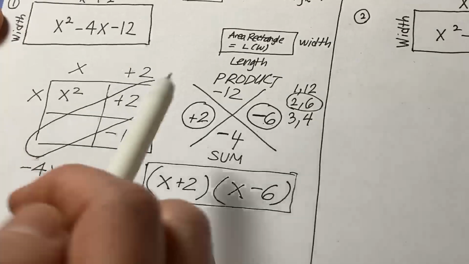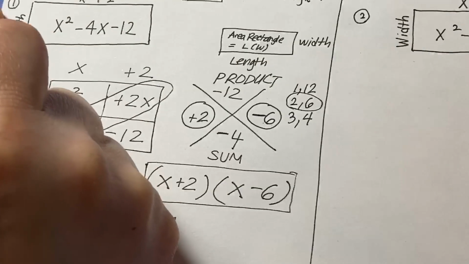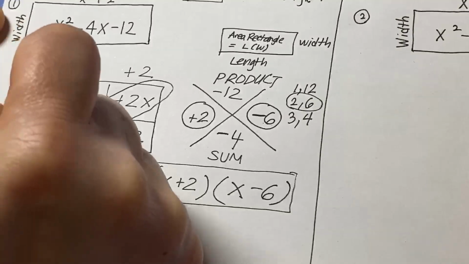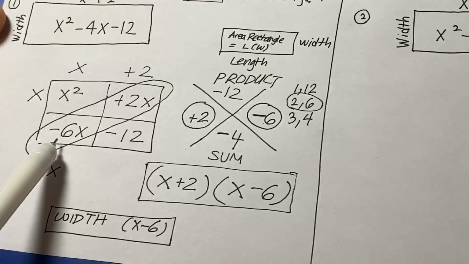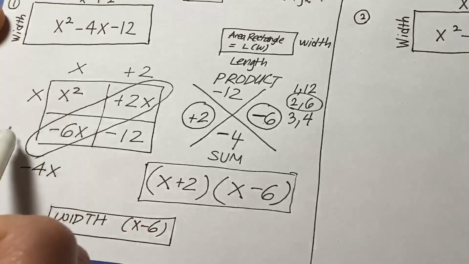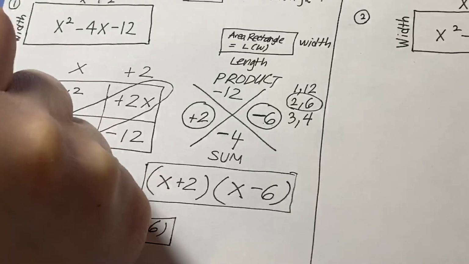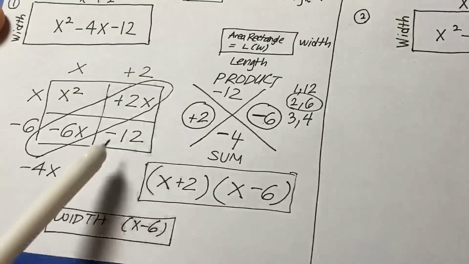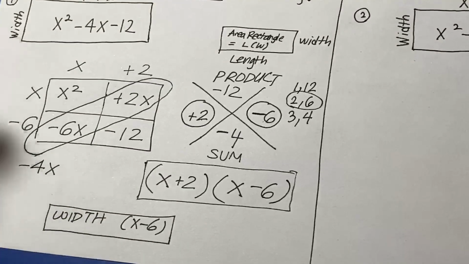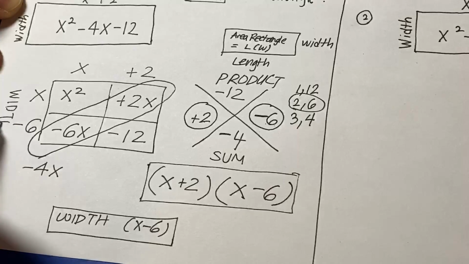The only way that I can add to give me a negative 4x would be if this would have to be a negative 6x. So now if I were to continue the multiplication box, x times what term gives you negative 6x? And that would be negative 6. And negative 6 times positive 2 is negative 12. And what do you know? Once again, we have found our width.